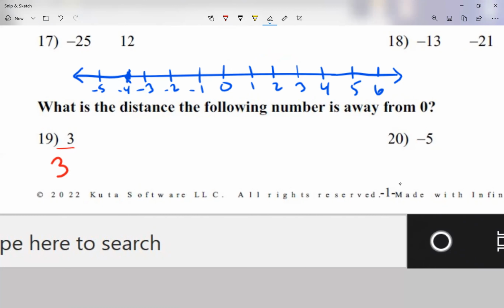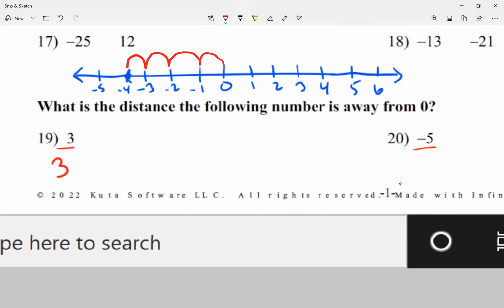Now, the reason why I said that is, what if I had a -5? I'm looking at question number 20. Counting from zero, my distance is going to be to the left now. So I'm going to go 1, 2, 3, 4, 5. So my distance will be +5, right?